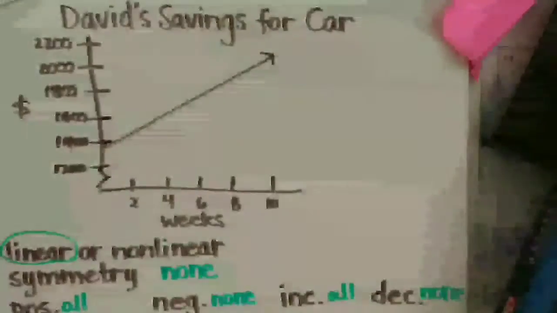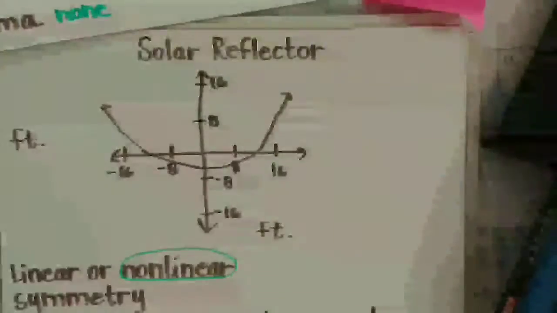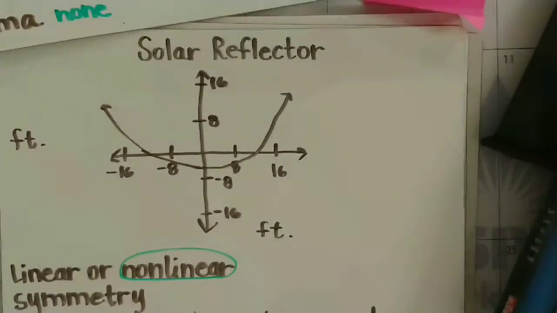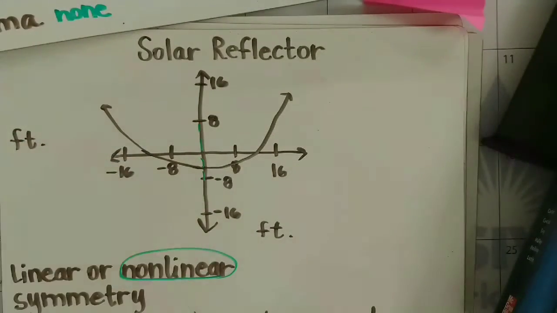Now let's go back down to the bottom left of your notes, solar reflector. And yours should look like this. Is this linear or nonlinear? Appears to be nonlinear. It does not make a straight line. Could we draw a line of symmetry and put a fold there? And imagine if we fold it, it would look the same on both sides. I believe that line of symmetry would be like right in here.